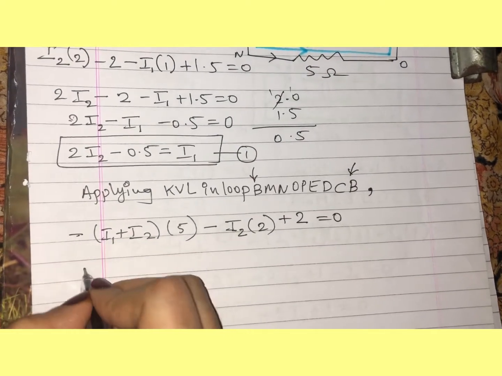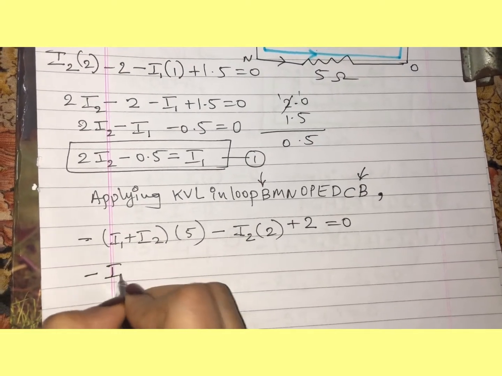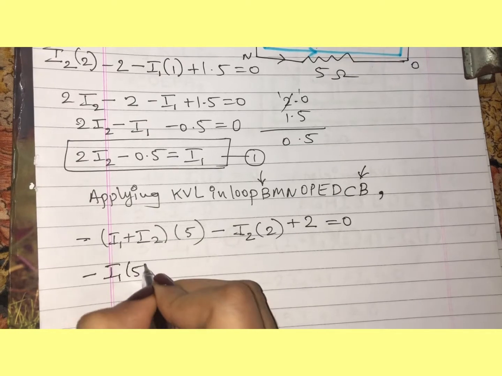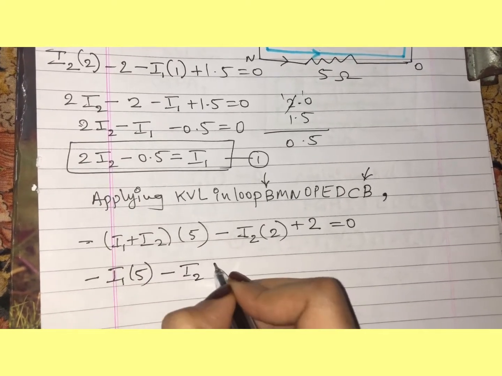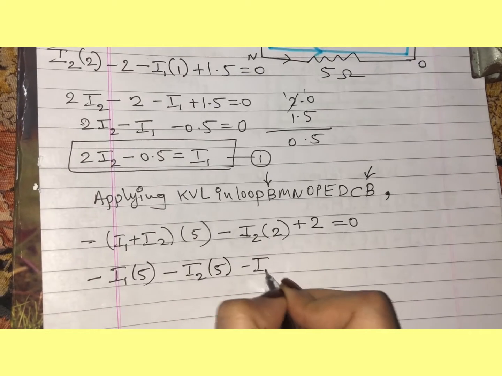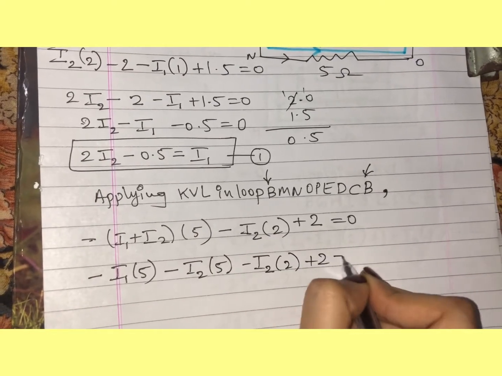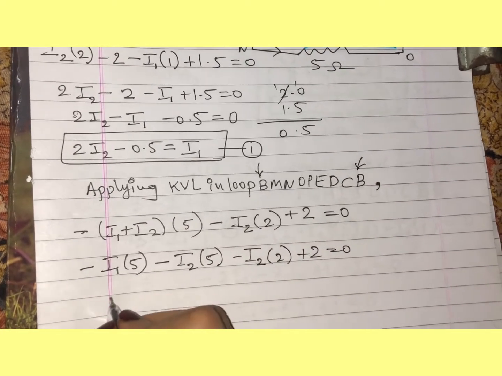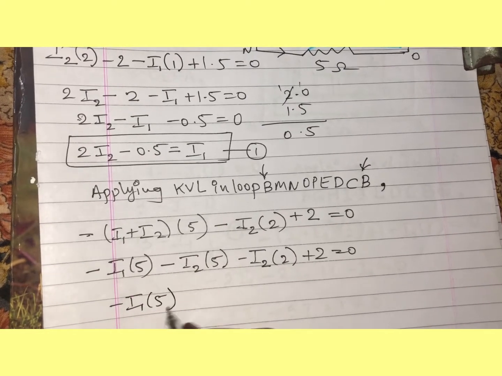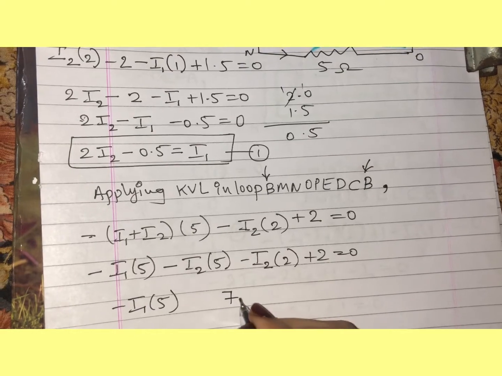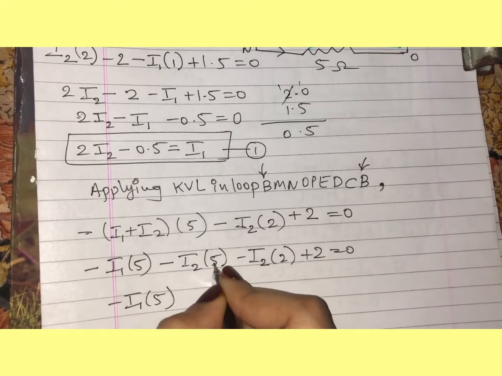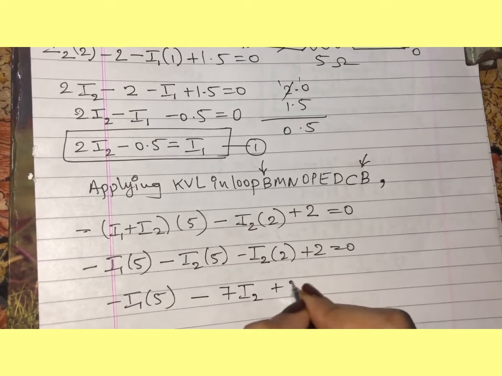Let's open the bracket: minus I1 into 5, minus I2 into 5, minus I2 into 2, plus 2 is equal to 0. Now see, minus I1 times 5, minus (5 plus 2) that is 7 I2, plus 2 is equal to 0.